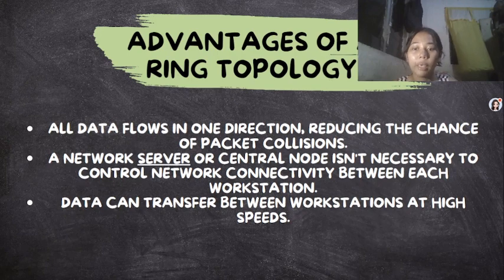All data flows in one direction, reducing the chance of packet collisions. Since it comes from the word ring, it goes around and doesn't break, and it won't get lost or go somewhere else since it is circular. A network server or central node isn't necessary to control network connectivity between each workstation. Data can transfer between workstations at high speeds. Since it just goes around without detours, data transfer is very fast.